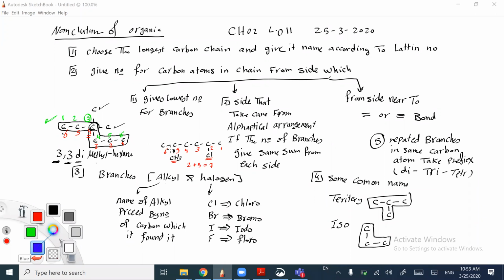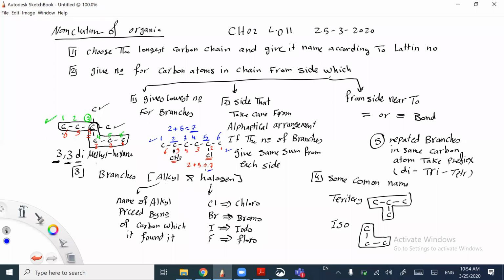If we number from this side, 1, 2, 3, 4, 5, 6, we find the branches on carbon 2 and 5. 2 plus 5 equals 7. So numbering from this side or from this side is not a problem, since the branches have the same sum, 7 and 7.